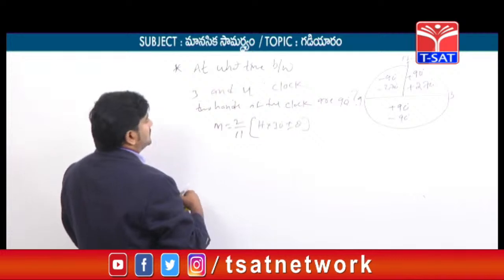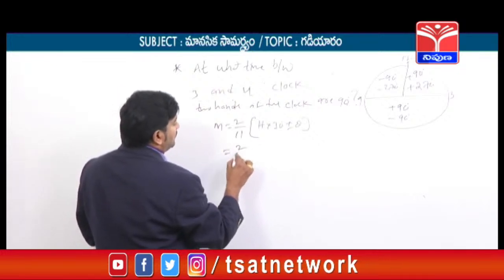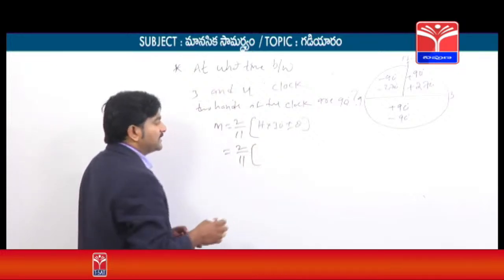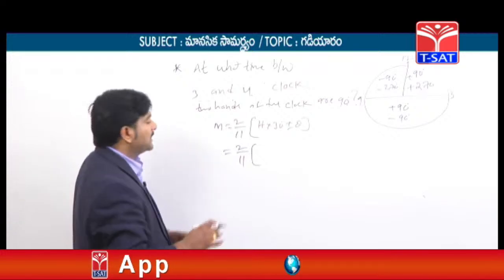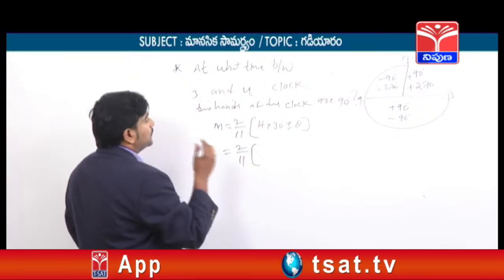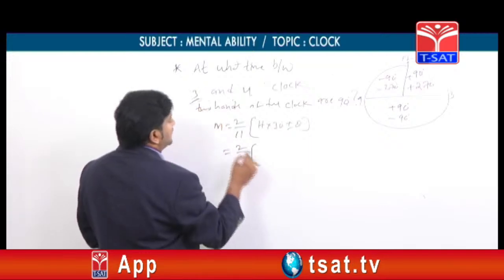So now 3 and 4, the formula is again the same. I told you for the first 4 types we are going to use the same formula. M is equal to 2 by 11 into starting hour, which is 3.